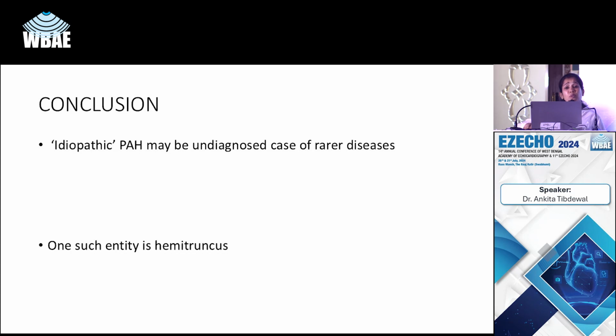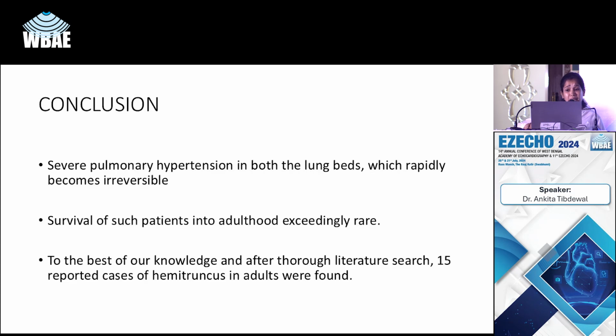So to conclude, idiopathic PH may actually be another very rare disease that we have not been able to diagnose due to lack of knowledge, one of which is hemitruncus. Severe pulmonary hypertension is found in this entity, which rapidly becomes irreversible and is found in both the lung beds. Survival of such patients into adulthood is exceedingly rare, which is why knowledge and early recognition of such patients is very important. To the best of our knowledge, after thorough literature search, I was able to find 15 reported cases of hemitruncus in adults. Thank you.